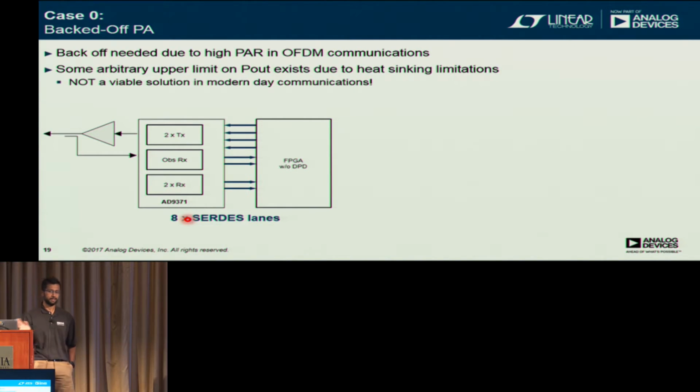So case 0, this is not really a case because it's not really viable, mainly because it's a backed off PA. A backed off PA is necessary because in OFDM with a higher PAR, you end up having to back off the PA if you don't want to run into saturation, right? So if you want usable data. So this is not really viable, and there are definitely some heat sinking constraints that you can imagine here.